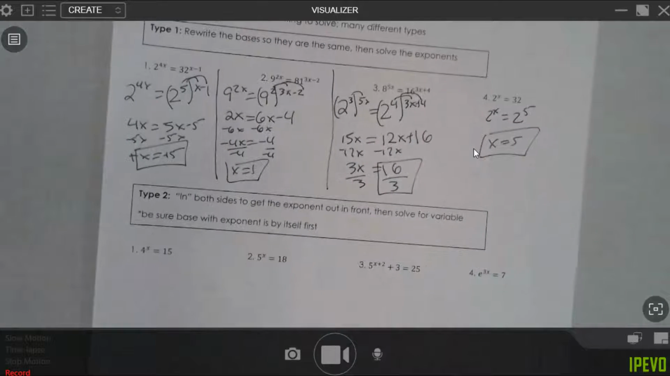Now they're not all where we can rewrite it. So you're going to have problems where you can't rewrite the bases. So we're going to end up with problems like the 4x minus 5. So what we do is you can natural log or log both sides. I have a preference to natural log just because that's what we use in AP Calculus.